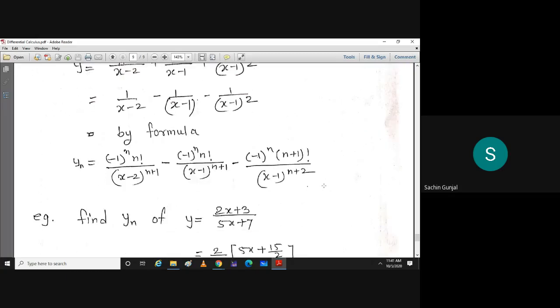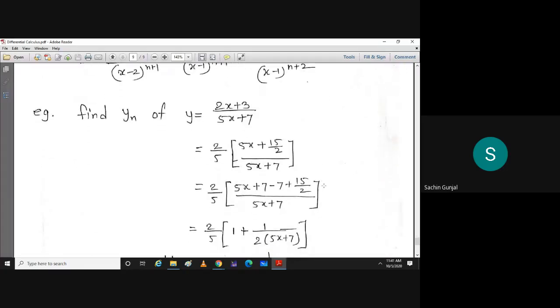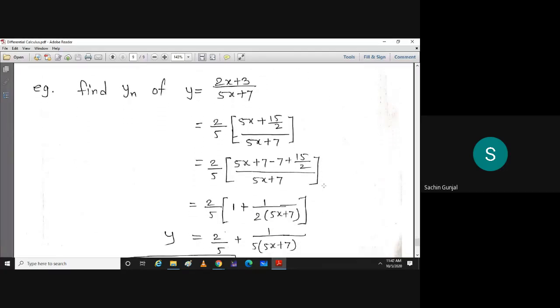All right, so let us quickly go to this last problem. If the degree of numerator is the same as the degree of denominator, then you can do adjustments. What are those adjustments? You can take these coefficients out. Coefficient of x in numerator is 2, in denominator it is 5, so you take 2 by 5 out, then you write this 2x as 5x, then this will become 15 by 2, isn't it?